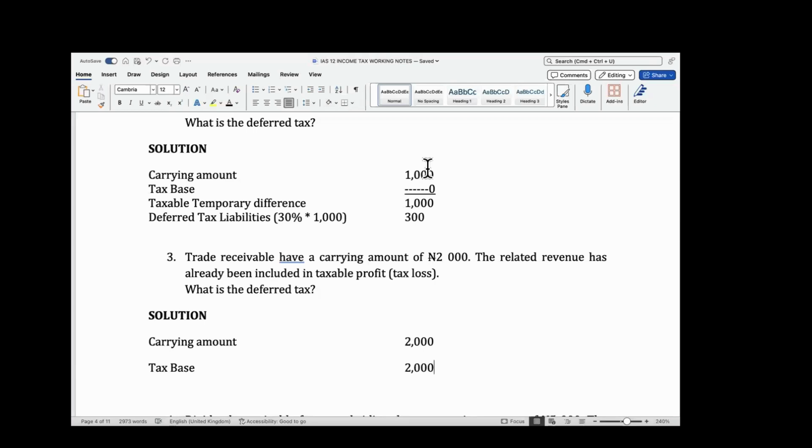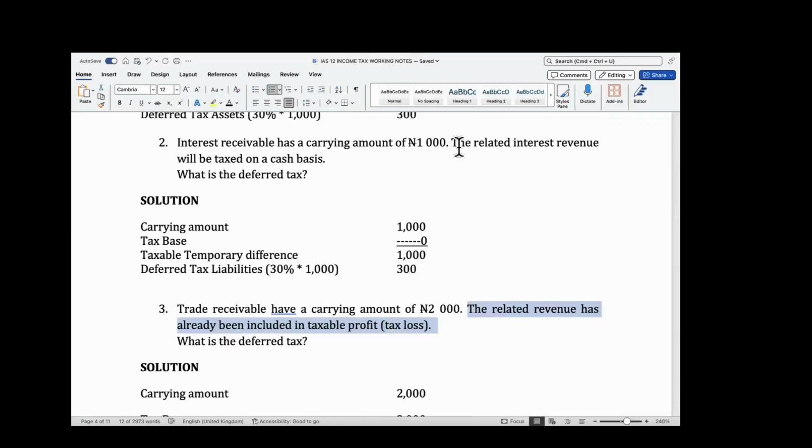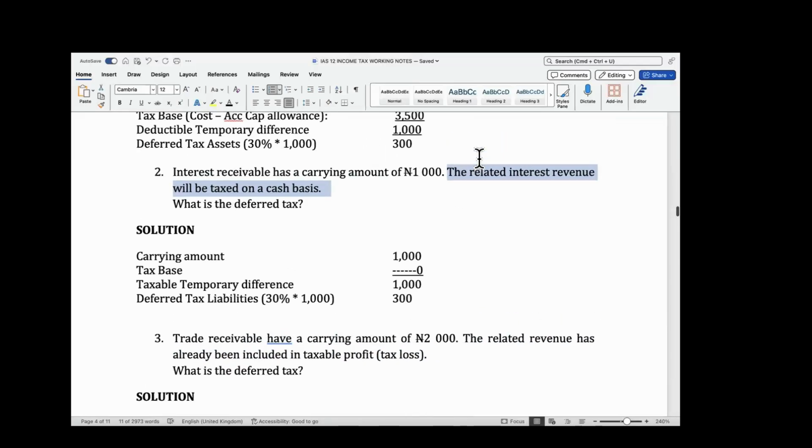No, that is not how you should guide yourself. You should guide yourself with what the question tells you, except if the question did not give you a clue, then you will have been right. But this question told us that the taxman has already captured it. The related revenue has already been included in the calculation of our taxable profits. For whatever reason, the taxman captured it. So let the question guide you and explain to us whether the taxman has captured it or not. Except if the question is silent, you can then assume.